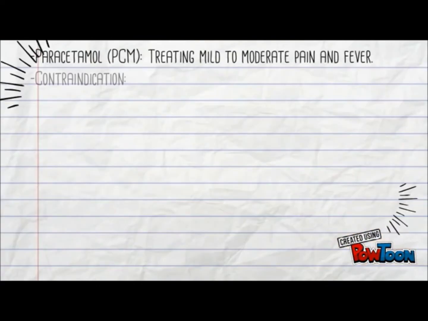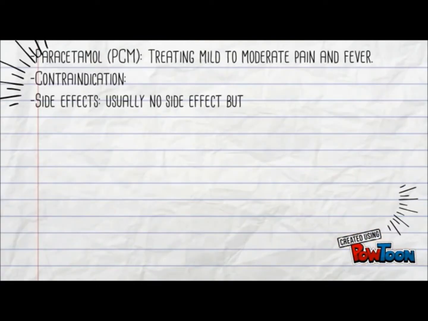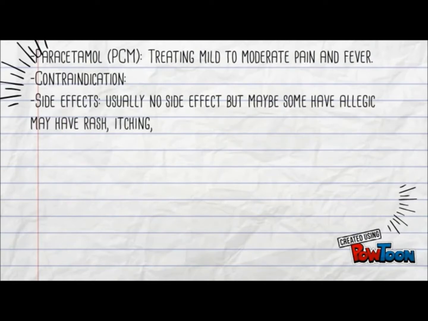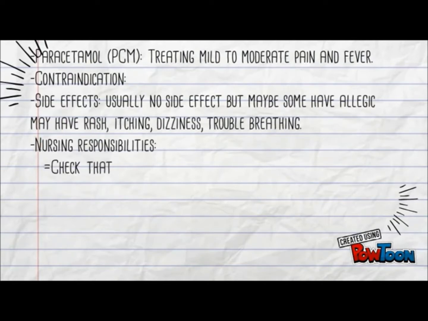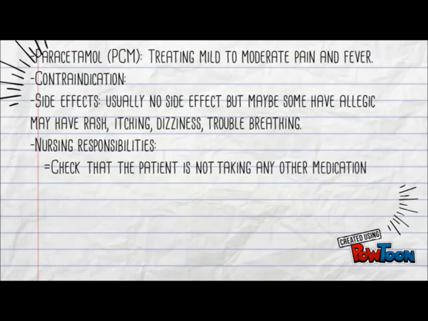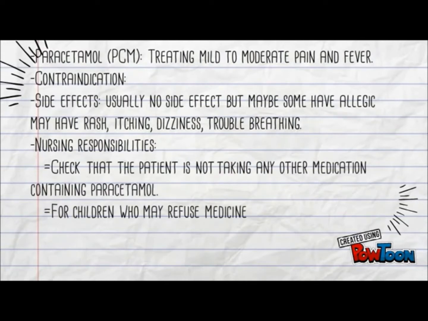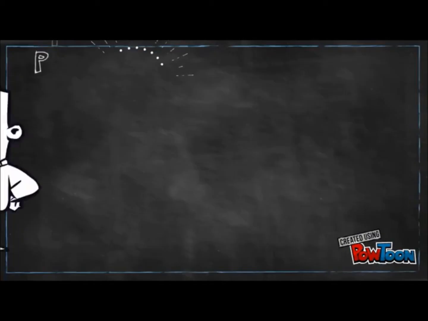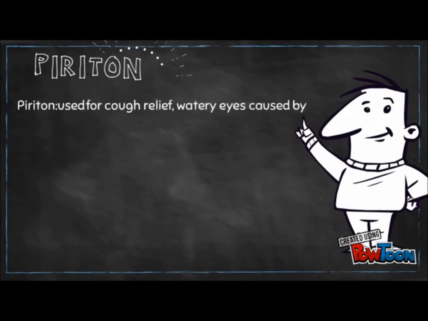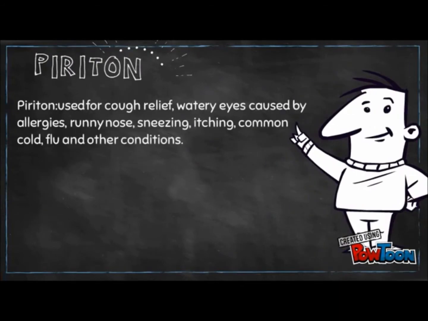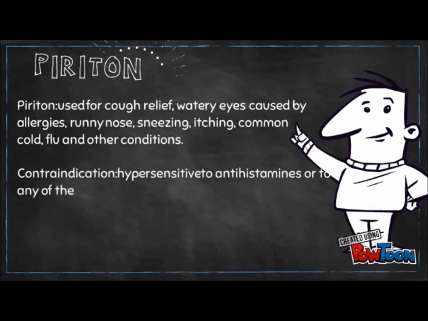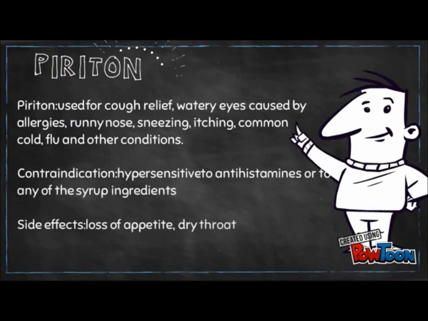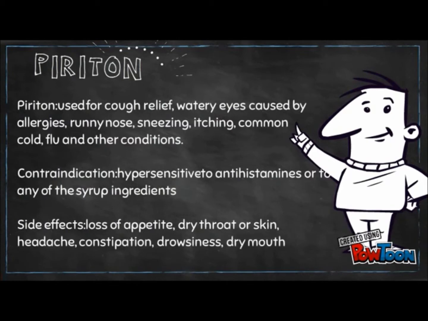PCM treats mild to moderate pain and fever. There's no side effect but there may be some allergy. Nursing responsibility: check the patient is not taking any medication containing PCM, and for children, use a syringe to squirt liquid slowly into the side of the child's mouth. Piriton is used for cold relief, watery eyes, runny nose, and sneezing. Contraindication: hypersensitivity to antihistamine. The side effects are loss of appetite, headache, constipation, and drowsiness.